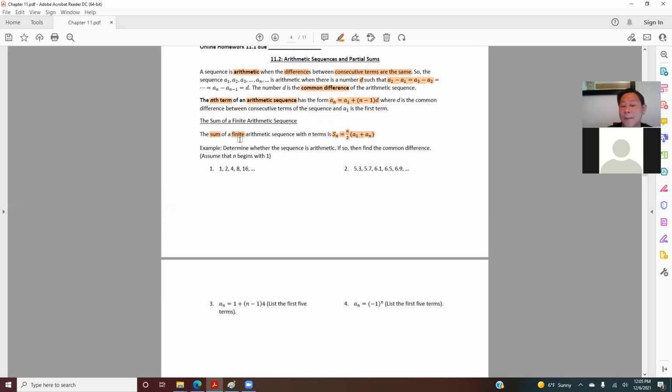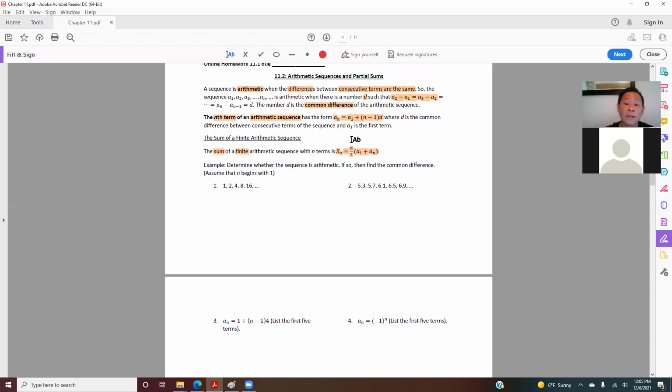And if you want to sum a finite arithmetic sequence, that means if you want to add a finite arithmetic sequence, your formula is Sn equals n over 2, a1 plus an. And n in this case is also the term. So how many terms do we have to add? A1 is the first term, an is the last term. Okay, so make sure you guys know all this.